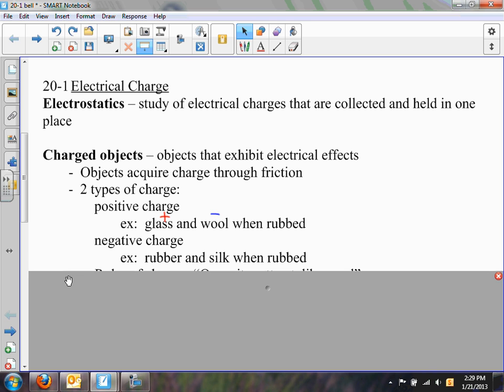To find something negatively charged, a rubber rod rubbed with silk, the rubber rod would become negatively charged, which means the silk must be positively charged. Again, all we're doing is separating charge. We're not creating charge.